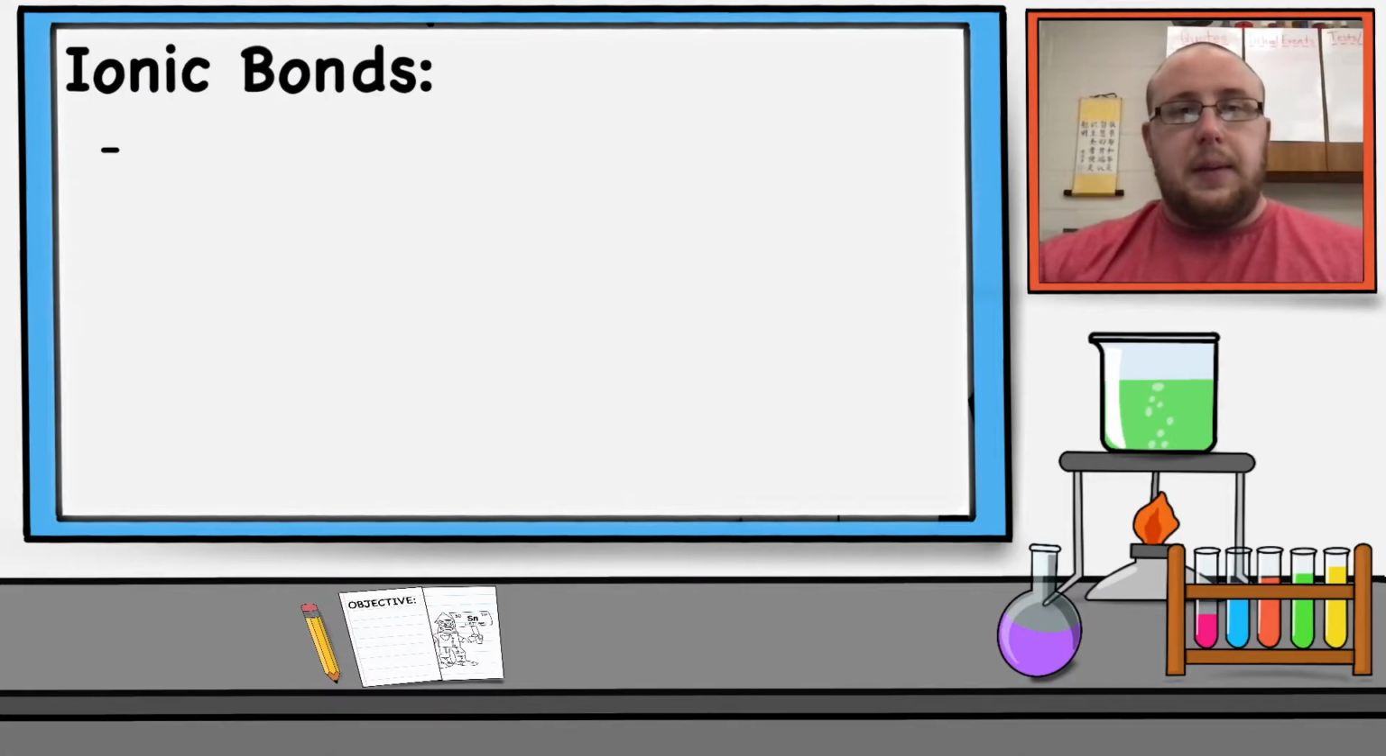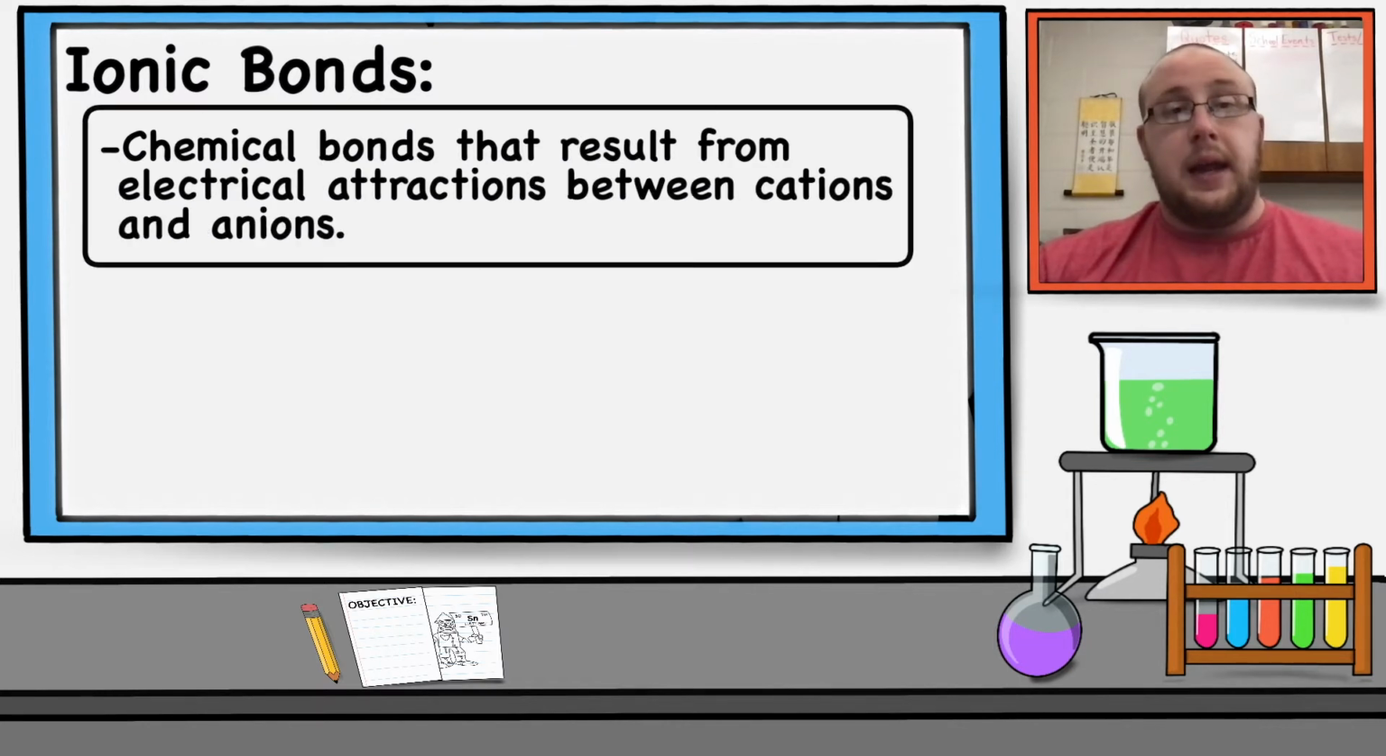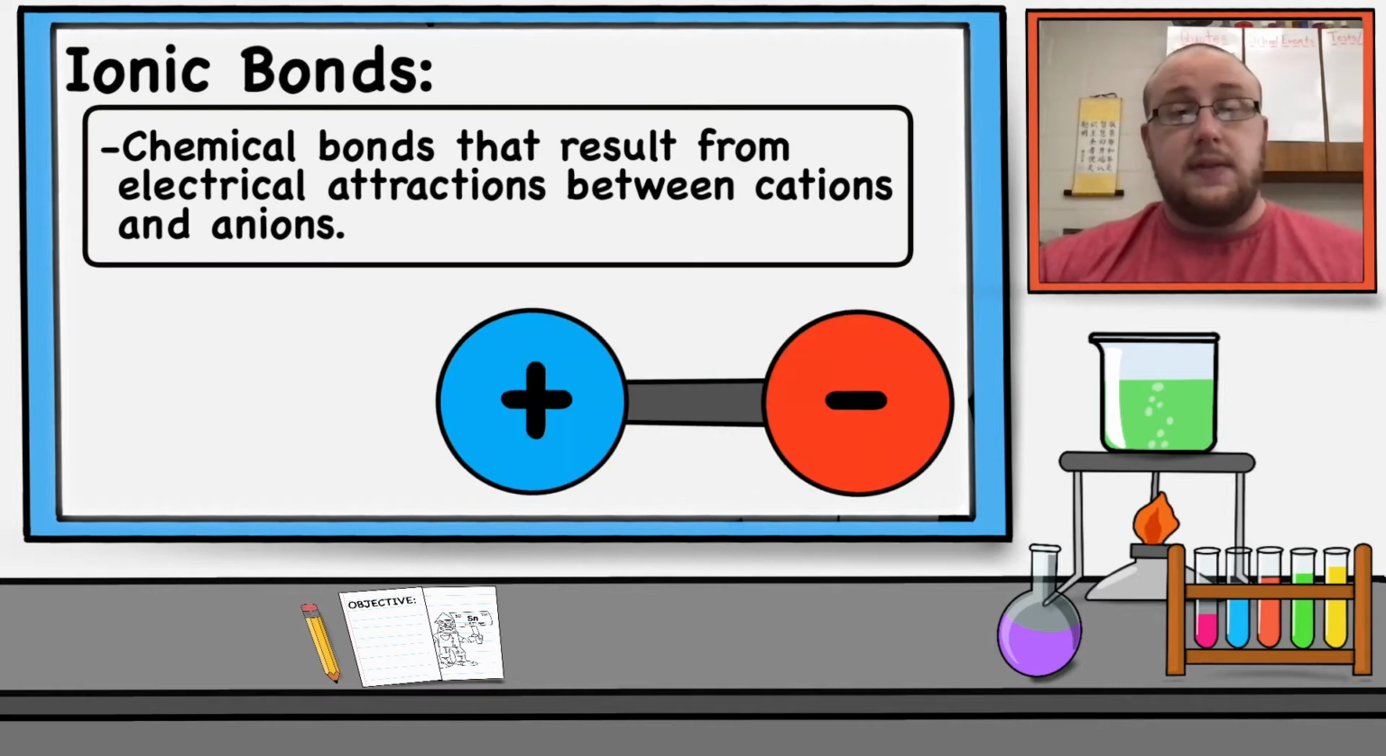Ionic bonds are chemical bonds that result from electrical attractions between cations and anions. In other words, it's an attraction between a positively charged particle and a negatively charged particle. This occurs when a metal and a nonmetal bind together. That's a huge thing with ionic compounds. It has to be a metal and a nonmetal.